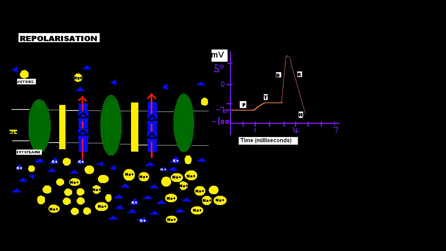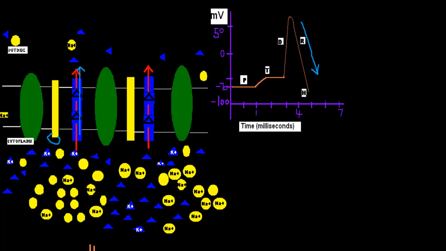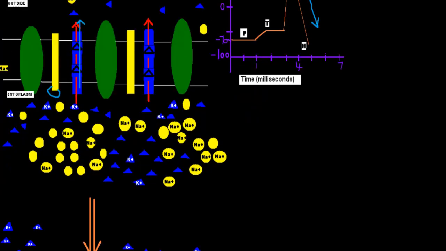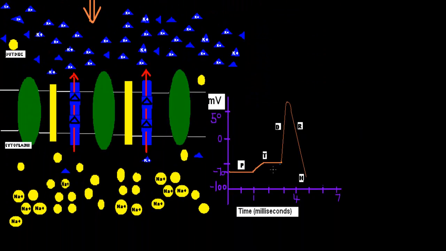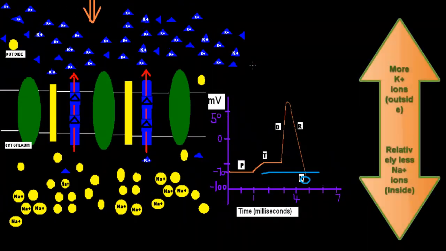Once a large amount of sodium ions enter the cell, the sodium channels close and the potassium channels open, with the potassium ions moving outside the cell. This is called repolarization, and the membrane potential starts to drop. At the end of this step, when potassium channels close, the electrical balance is almost restored, but we see that the membrane potential is slightly less than minus 70 millivolts.